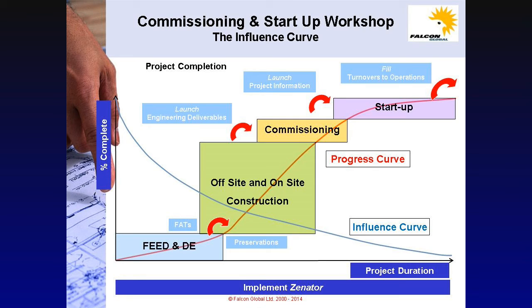to operations. Early implementation of Xenator, or the Systems Completion Database, SCDB, from front-end engineering design and detailed engineering will ensure it is available for the essential activities to be performed as they are required. This is through FAT program, preservations, handovers from construction to commissioning, and all the various handovers from commissioning to operations, until the final handover to operations.